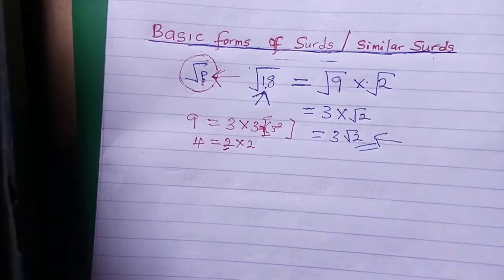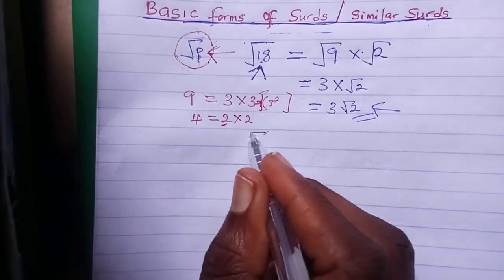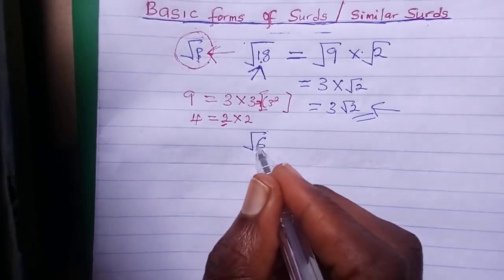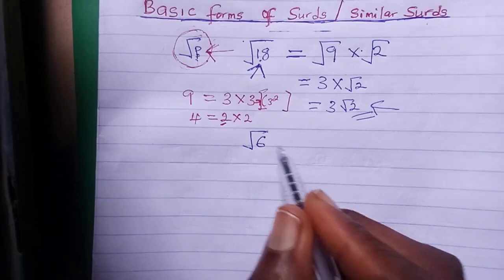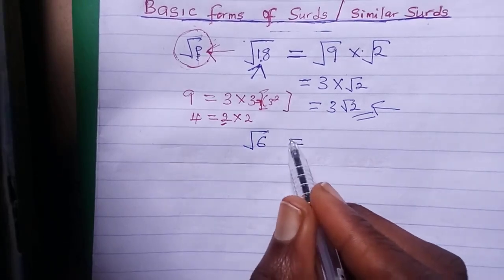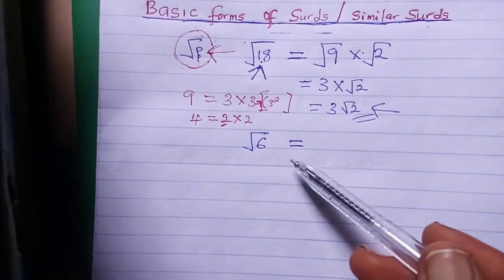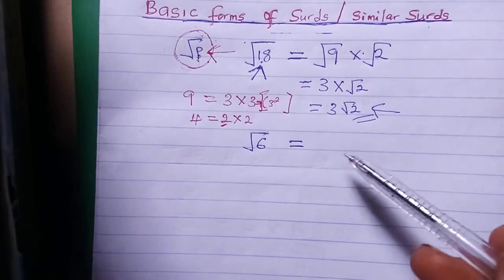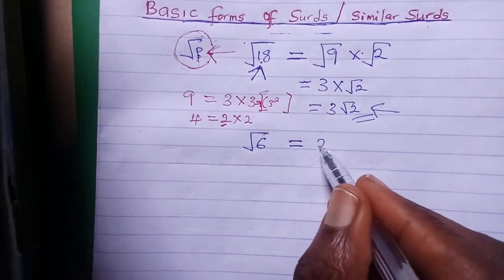Now, let's check another example. Let's say for instance, you have root 6. This is a surd. Now, root 6, we can break it down. We can still break it down. But is there any perfect square that we can get as one of the numbers when we break it down into 2? I don't think so. But let's see.